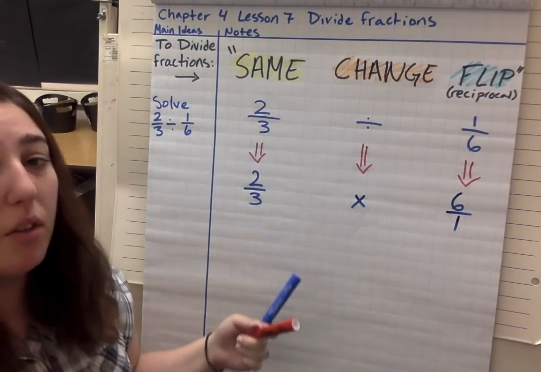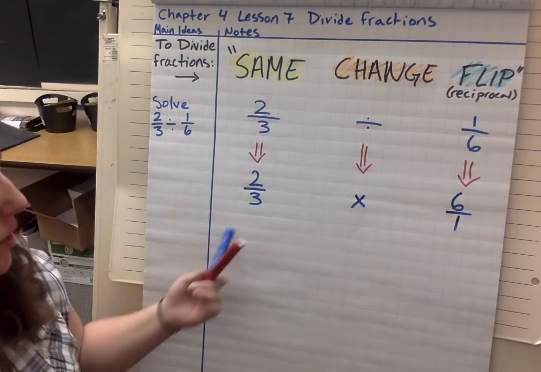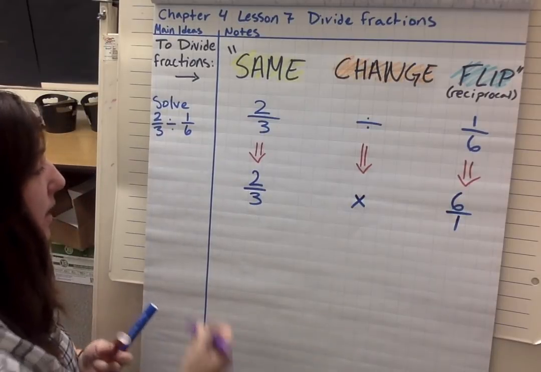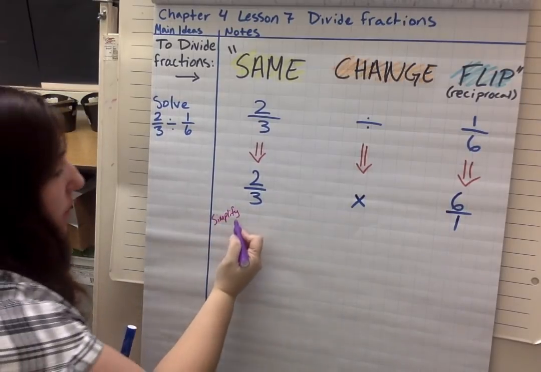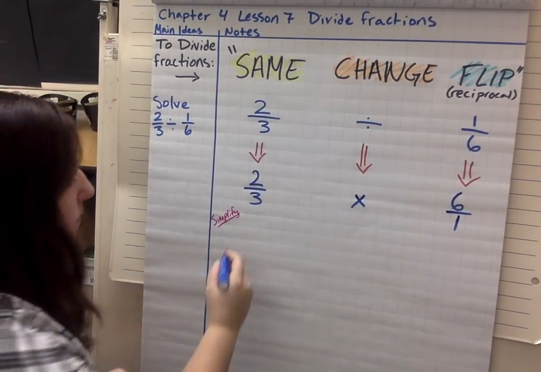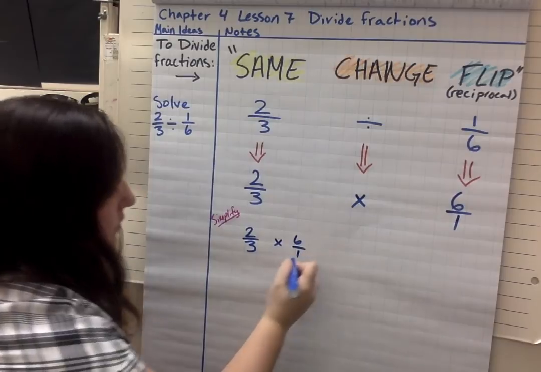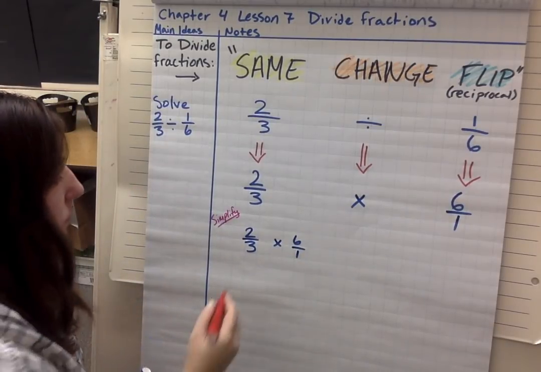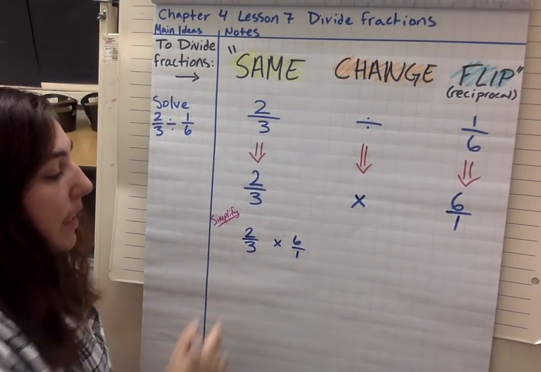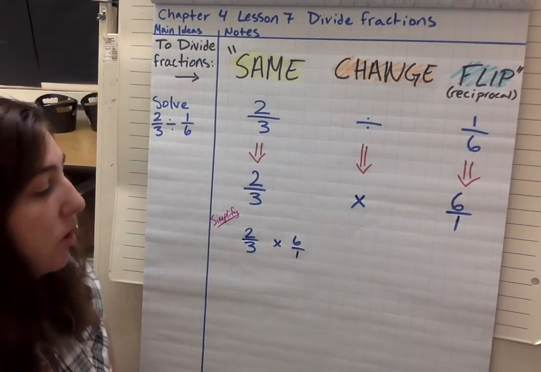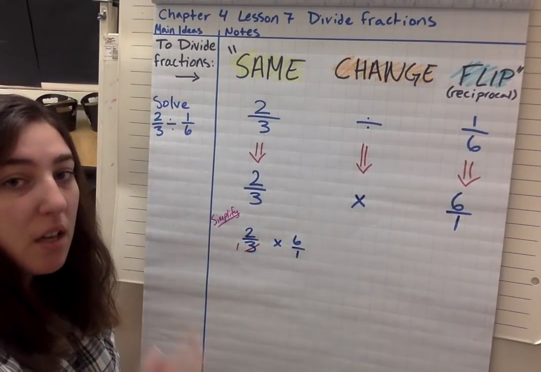Okay, so now I did all the work. Before I multiply, I need to simplify. So I'm going to rewrite this so I have my simplify step. I just wrote simplify over here so that we know we need to do that. So two numbers that I noticed have a common factor are 3 and 6. They both have the number 3 in common. So how many times does 3 go into 3? 1 time. How many times does 3 go into 6? 2 times.